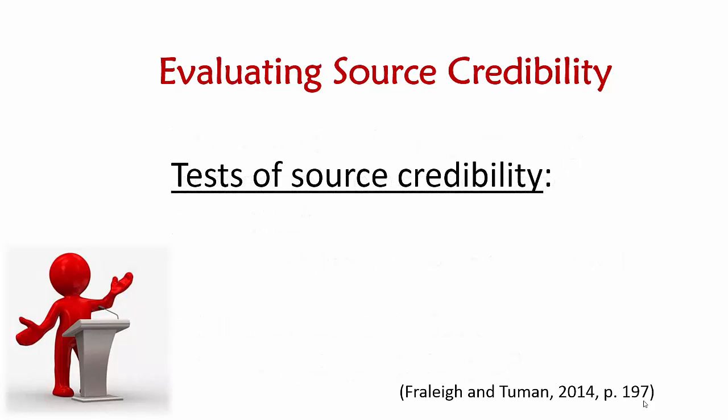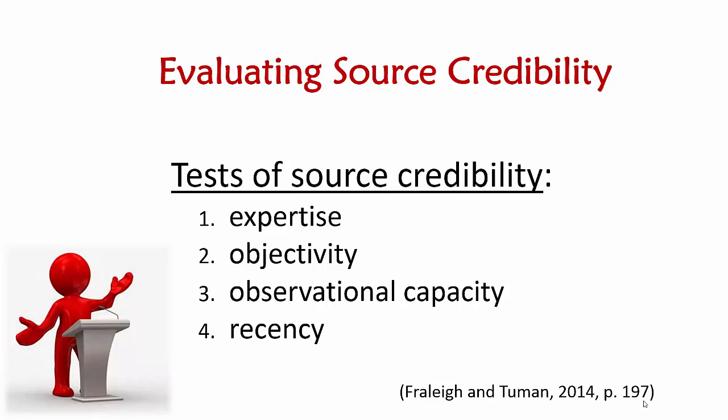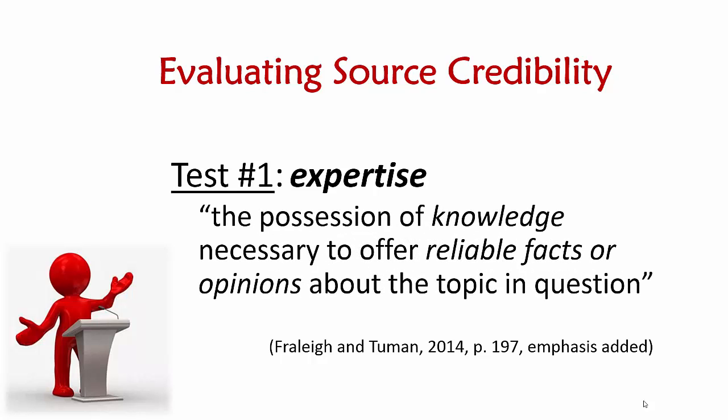So think about these tests. The four primary things you want to think about are expertise, objectivity, observational capacity, and recency. These are pretty easy to understand. The first test is expertise. How do you know if your source is an expert source? If that source has the possession of knowledge necessary to offer reliable facts or opinions about the topic in question.